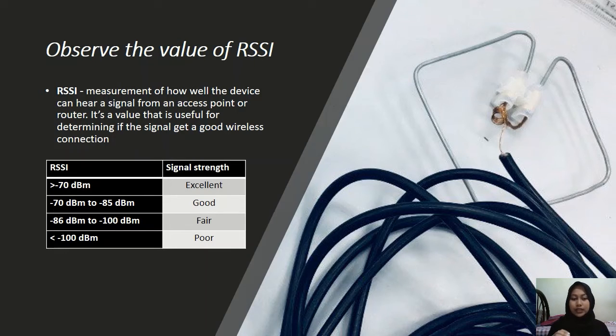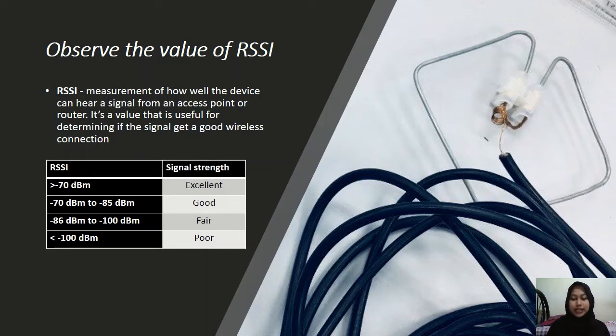While when the value of RSSI is between negative 70 dBm to negative 85 dBm, it means the signal strength is good. Then if the value of RSSI is between negative 86 dBm to negative 100 dBm, it means the signal strength is fair. And lastly, when the value of RSSI is below negative 100 dBm, the signal strength is really poor, as you can see in the video demonstration before, the value that I got without the antenna and with the antenna.